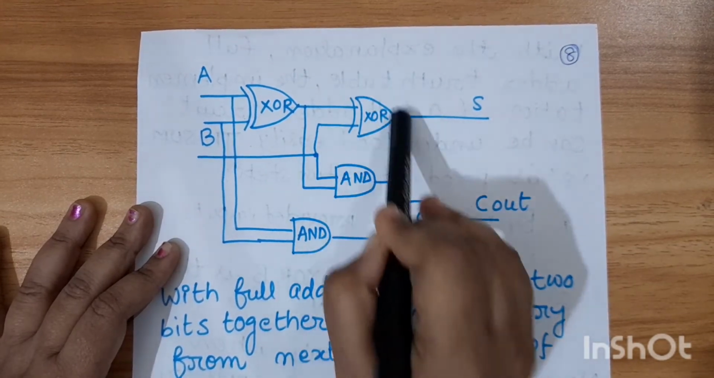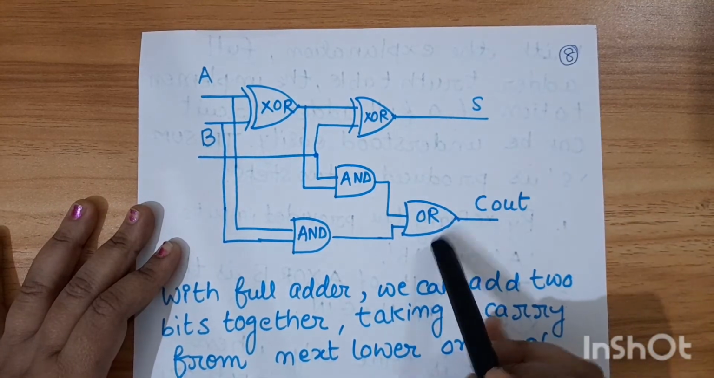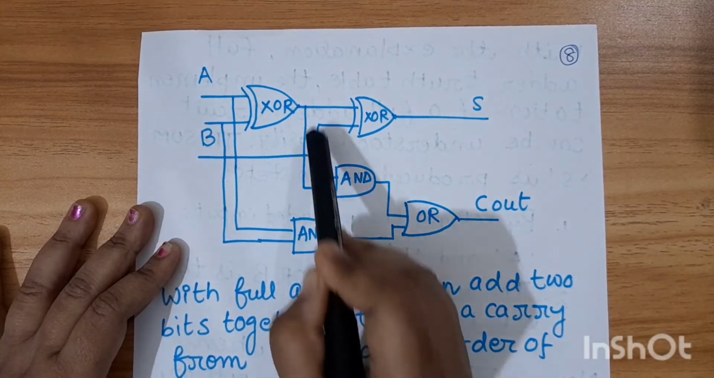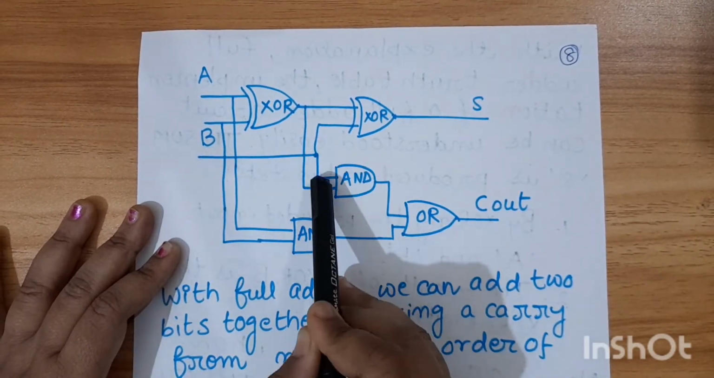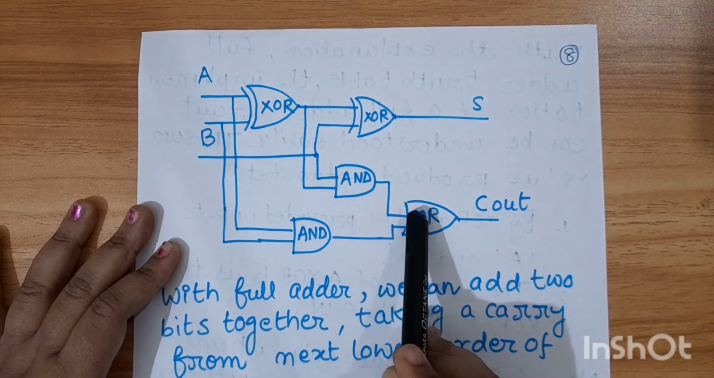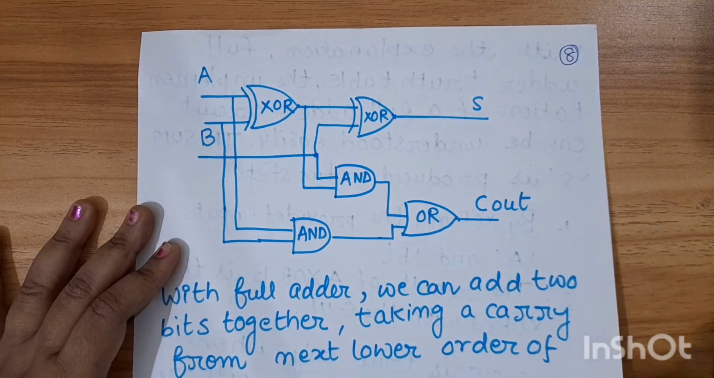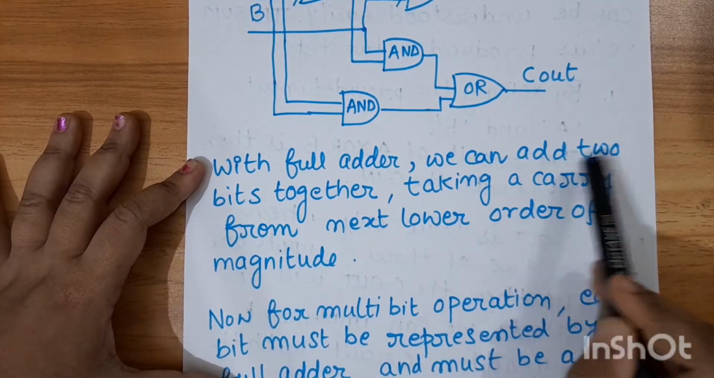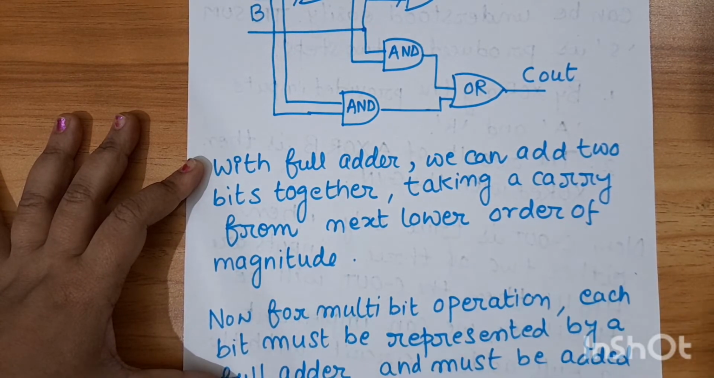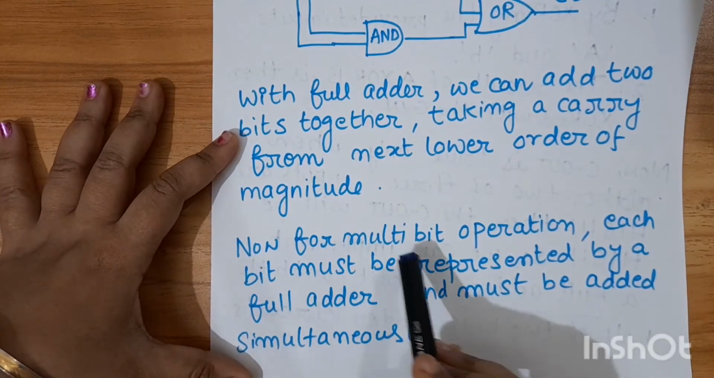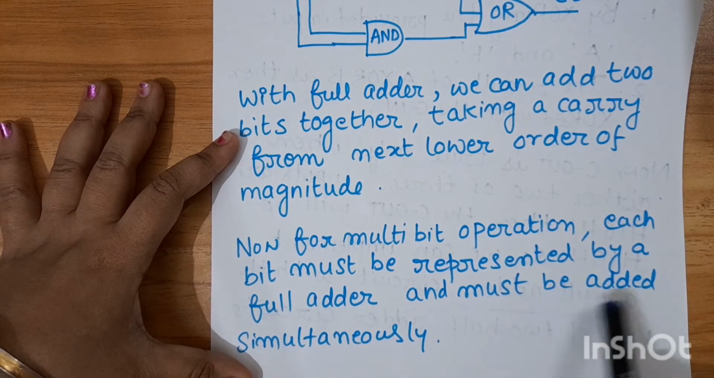Together they give the sum for the three bits. Now this sum from the first XOR goes to an AND gate, and C in goes to the same AND gate. Together they give an output. Both AND gate outputs are ORed and I get the C out. With a full adder, we can add two bits together taking a carry from the next lower level of magnitude. So for multi-bit operation, each bit must be represented by a full adder and must be added simultaneously.